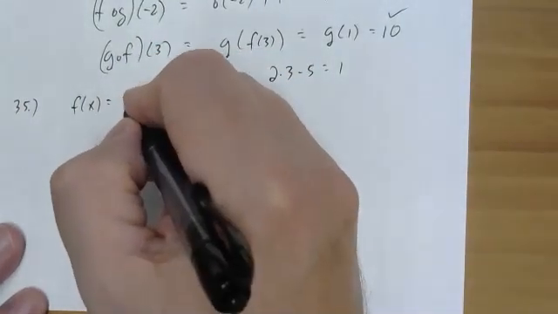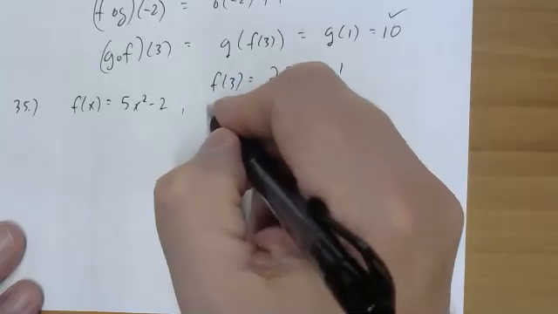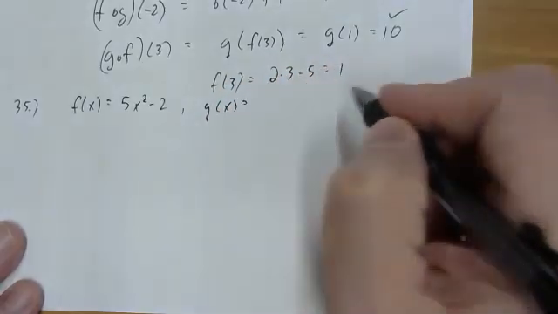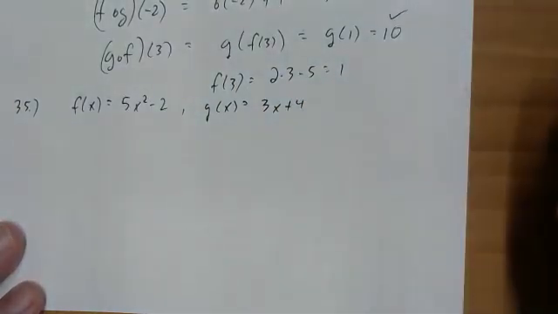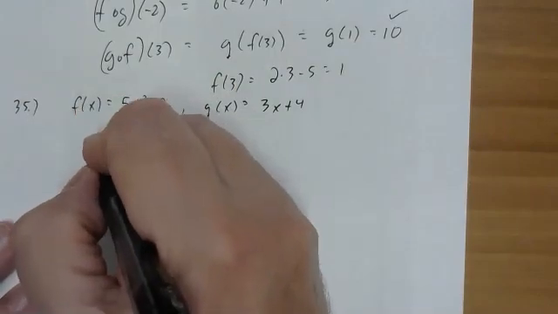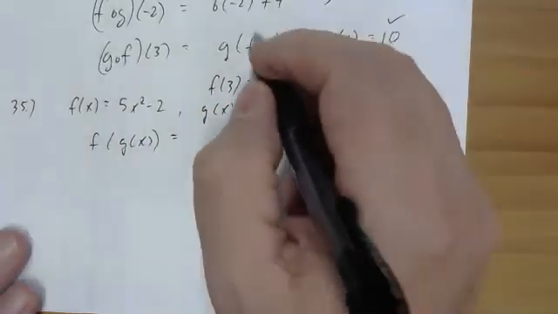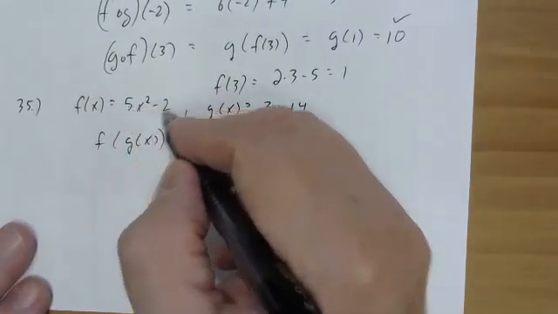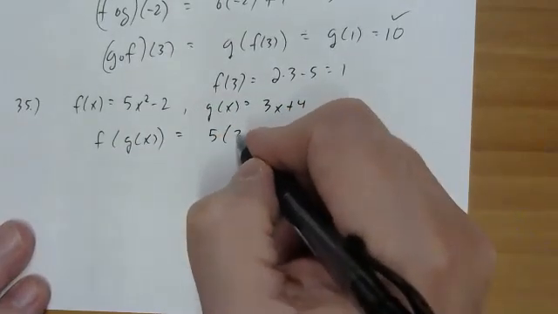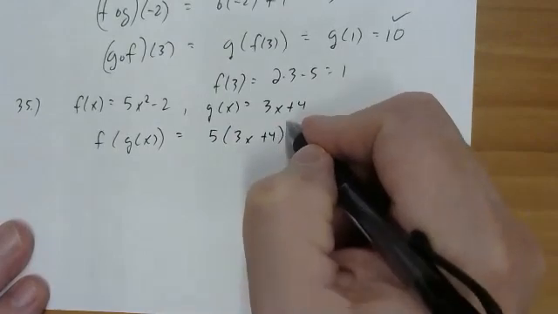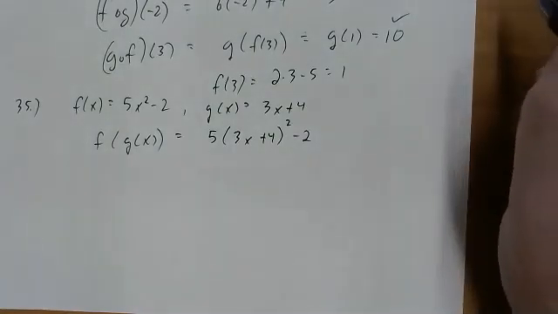f of x equals 5x squared minus 2, g of x equals 3x plus 4. And they want to know f of g of x. Take the f function and replace x with the g function. So 5x squared becomes 5 times 3x plus 4 squared, minus 2.